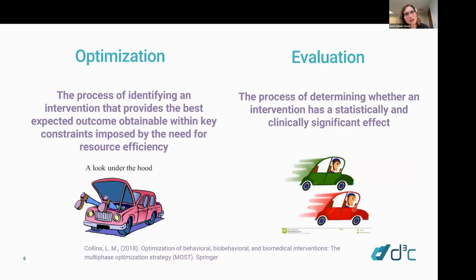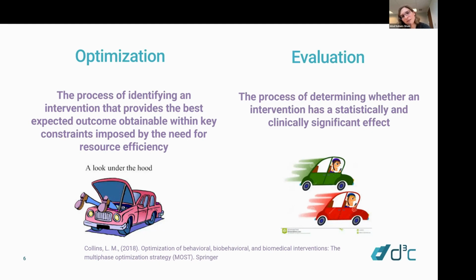So what is optimization? This is the definition that Linda Collins has for optimization in her book. It's a 2018 fantastic book about optimizing biobehavioral and behavioral interventions. But basically, optimization is a process where systematically we are trying to select the best components for inclusion in our intervention package and to integrate them in the most effective and resource efficient manner. And in her book, whenever Linda talks about optimization, she uses the term looking under the hood.